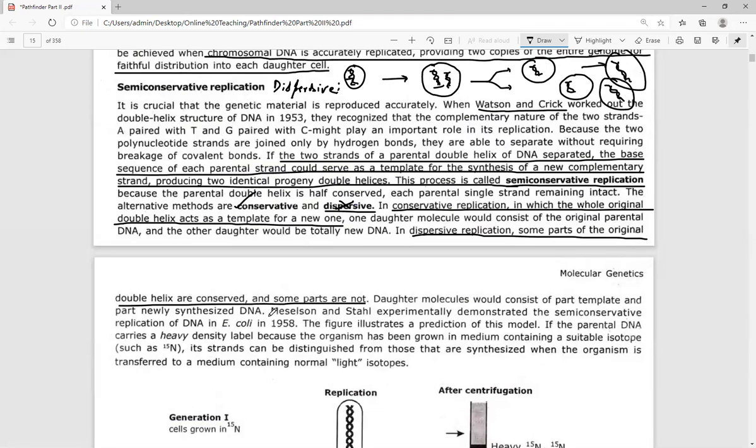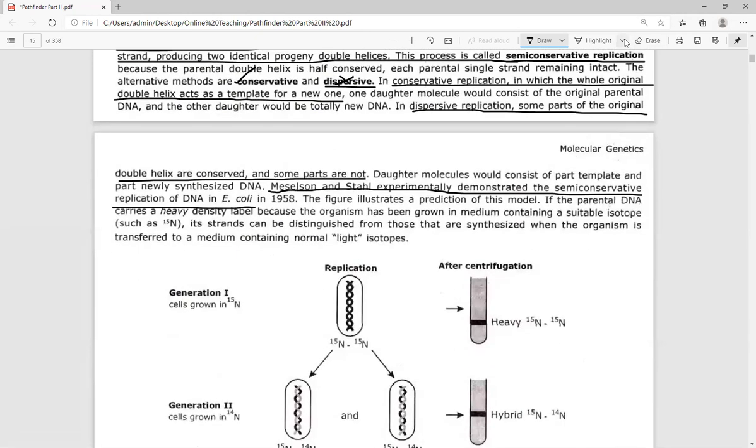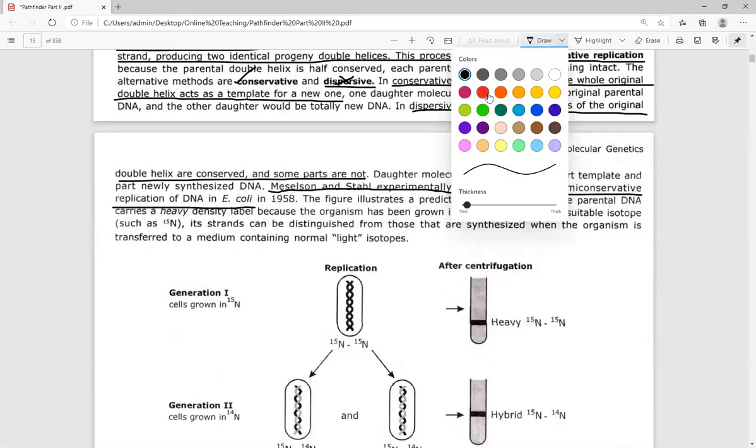It was Meselson and Stahl who experimentally proved that the semi-conservative mechanism of DNA replication holds true in the case of E. coli. In E. coli it holds true. Which growth medium was used? The growth medium that was used is ammonium chloride.